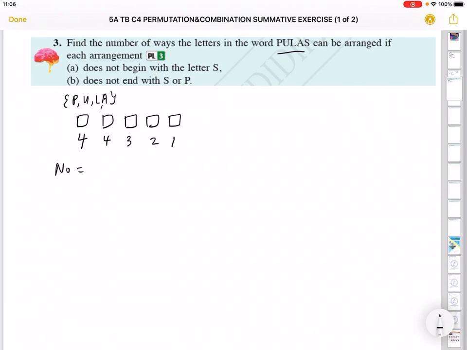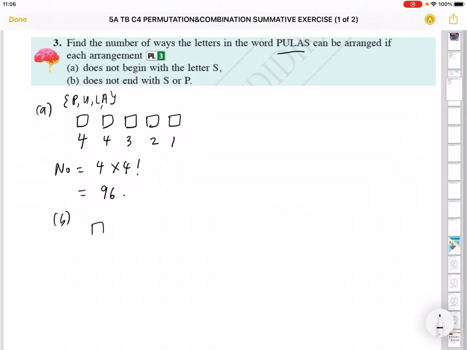So the number of ways will be 4. You can write 4P1, right? And then multiply by 4 factorial. Yeah, I don't want to write 4, 3, 2, 1. I can multiply together, 96.